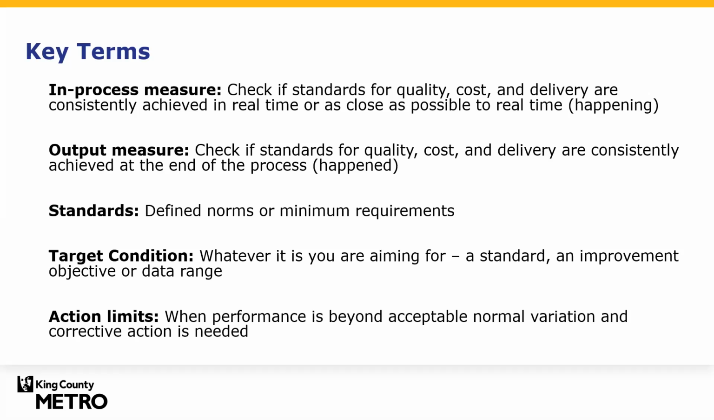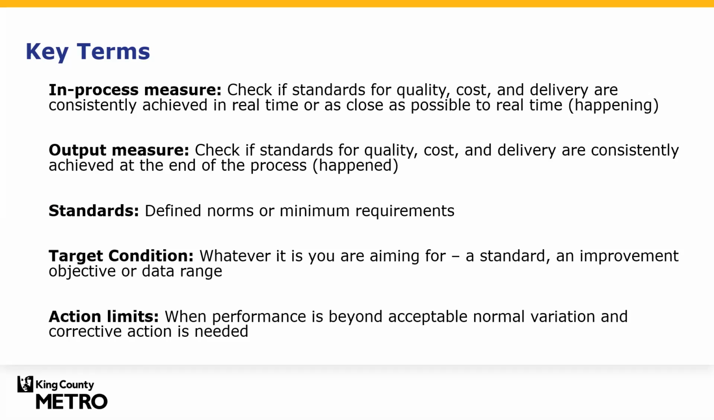Standards define the norms and minimum requirements. The target condition is wherever it is you're aiming for. It could be like a standard, an improvement objective, or data range. A target condition is the description of a process operating in a way that requires you to achieve the desired outcome. Another way to think about it is it's the pattern you expect the work to follow to achieve that desired outcome.